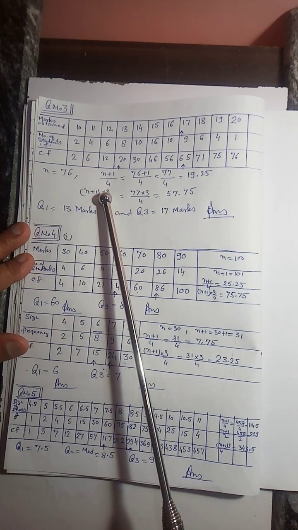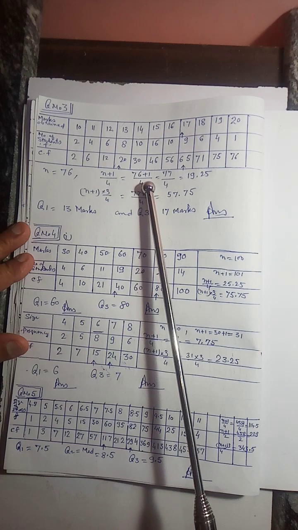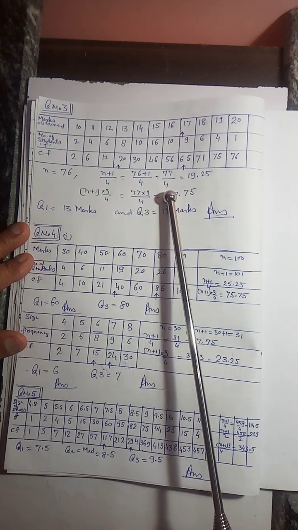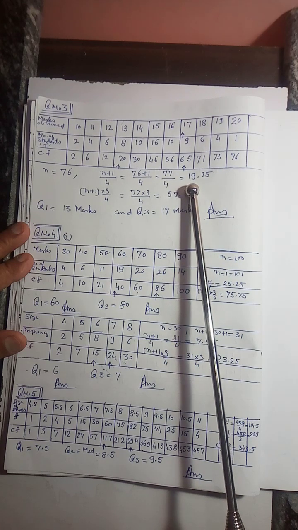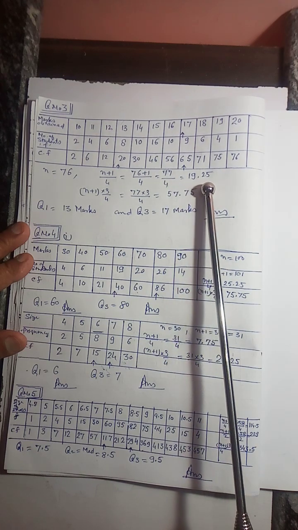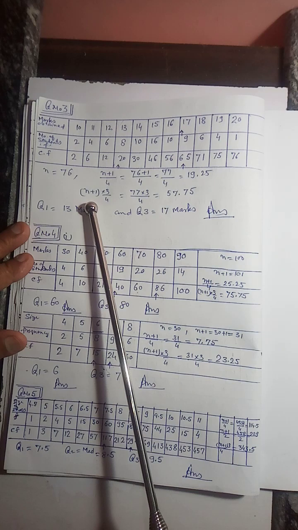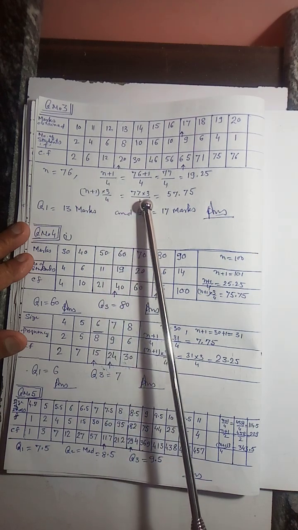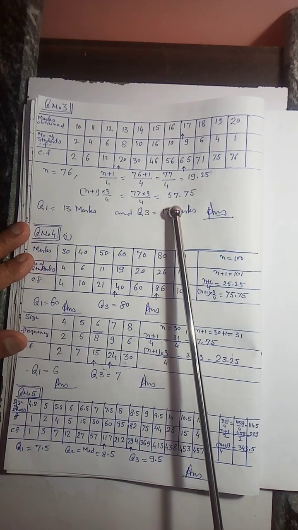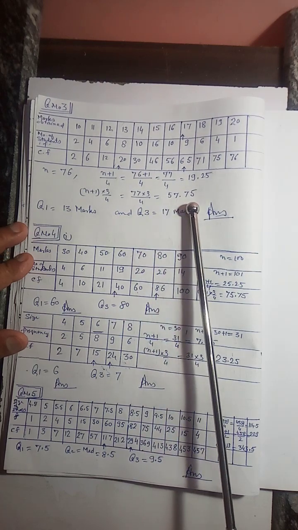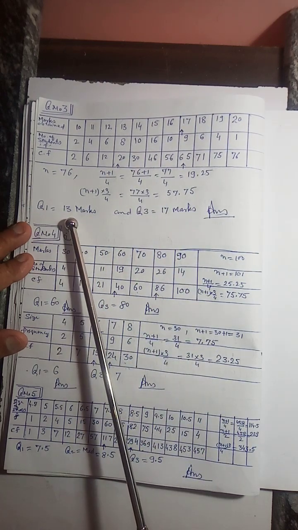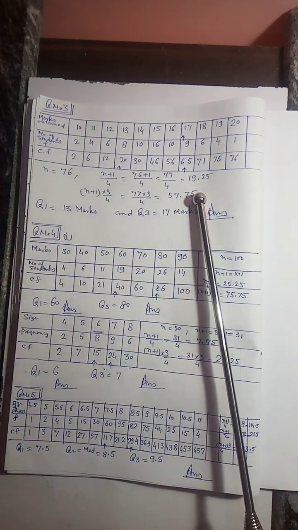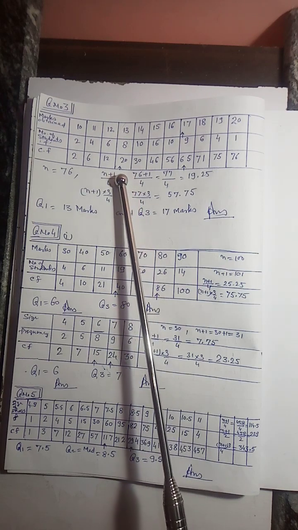So (n plus 1) by 4 will be (76 plus 1) divided by 4, which is equal to 77 by 4. After solving you will get 19.25. So (n plus 1) into 3 by 4 will be equal to 77 into 3 by 4, which is equal to 57.75. So for Q1, you see, 19.25 will be in the cumulative frequency 20.